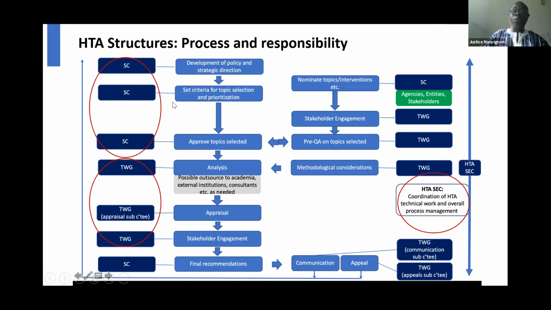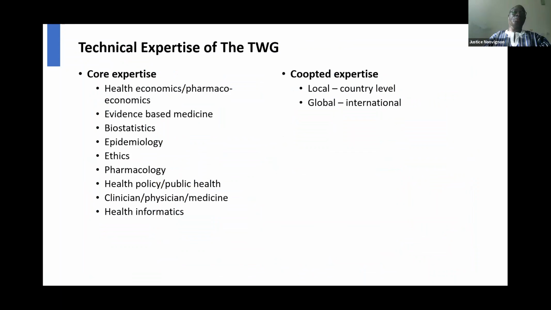The steering committee is chaired by the minister or his representative, and includes other stakeholders such as civil society, development partners, and the private sector. And then on the right here, we have the secretariat, right? The secretariat is in charge of the day-to-day running of the entire HTA agenda, including providing management support for the technical working group and the steering committee.